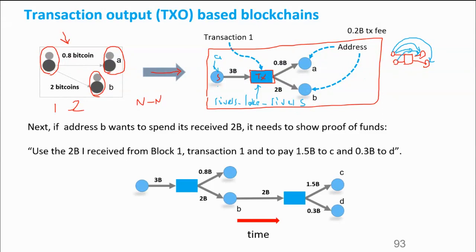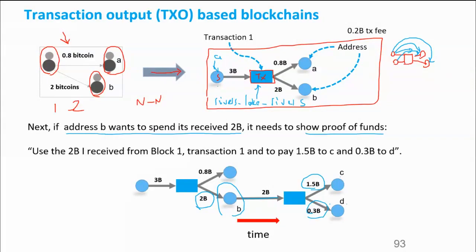Now, on Bitcoin, once A and B receive money in that transaction, if address B, for example, wants to spend its received 2 Bitcoins, it needs to show proof of funds in the next transaction. It says, here I am, I received 2 Bitcoins from the previous transaction, and I want to use them to pay 1.5 Bitcoins to C and 0.3 Bitcoins to D.